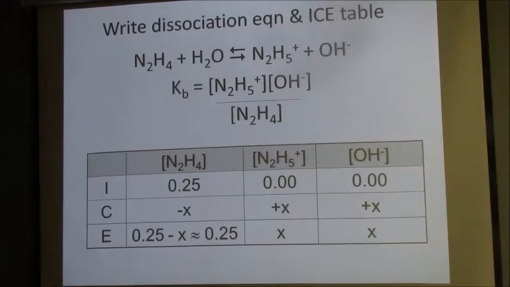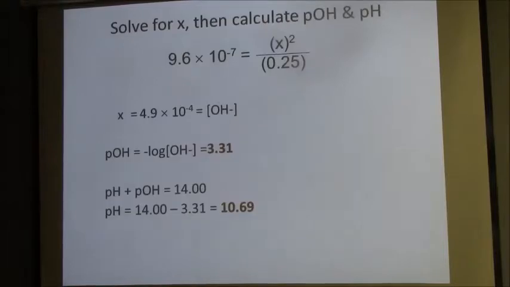So we write our expression, we set up our ice table, nothing's changed, right? This is going to go up by X, this is going to go up by X. This is going to make the assumption that it's such a small quantity of change that it doesn't really affect anything in equilibrium. And now we're going to plug in our value of Kb that we already know. So x squared over 0.25. When we do our math, we come up with 4.9 times 10 to the negative fourth.